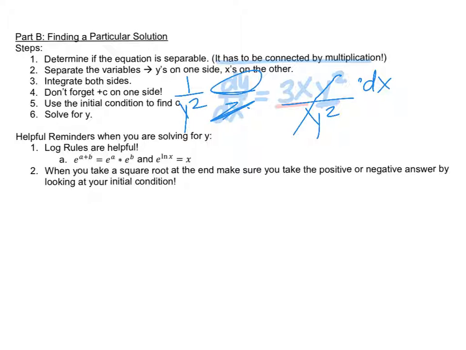So helpful reminders for when you're solving for y, you need log rules that are helpful. So for example, a lot of times in these separable find a particular solution differential equation questions, they'll ask like e to the a plus b, and then we have to remember that that means e to the a times e to the b. So for example, if I'm taking e to the x plus ln of x, then that really means e to the x times e to the ln of x, which in this case is just x, because e to the ln of x is just equal to x, which would make that x e to the x.